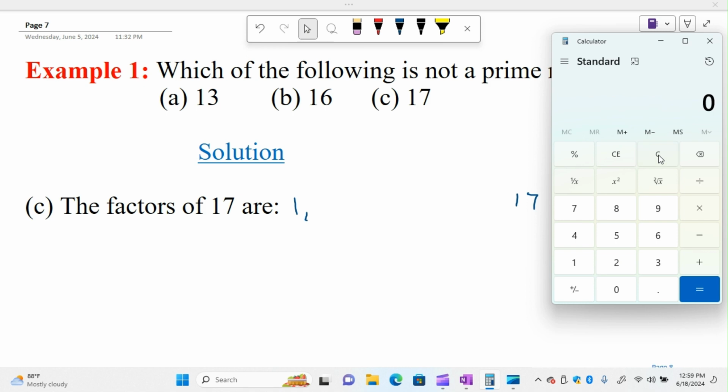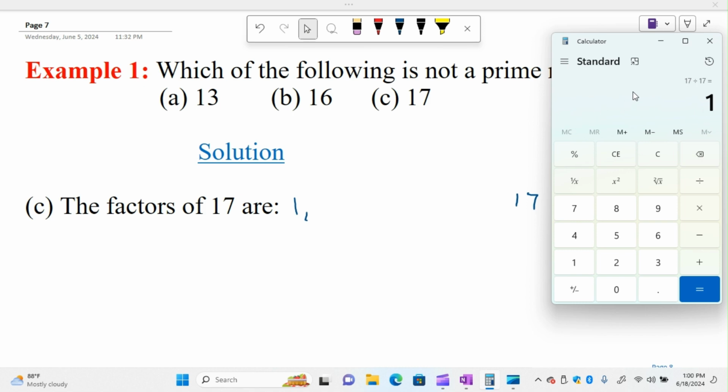So therefore, if you test up till 16, they will all not be factors of 17, except if you try 17 itself, and you already have 17 on your list. So if you use 17 divided by 17, we obtain 1, and that's a whole number. And so that is where I'm going to stop.